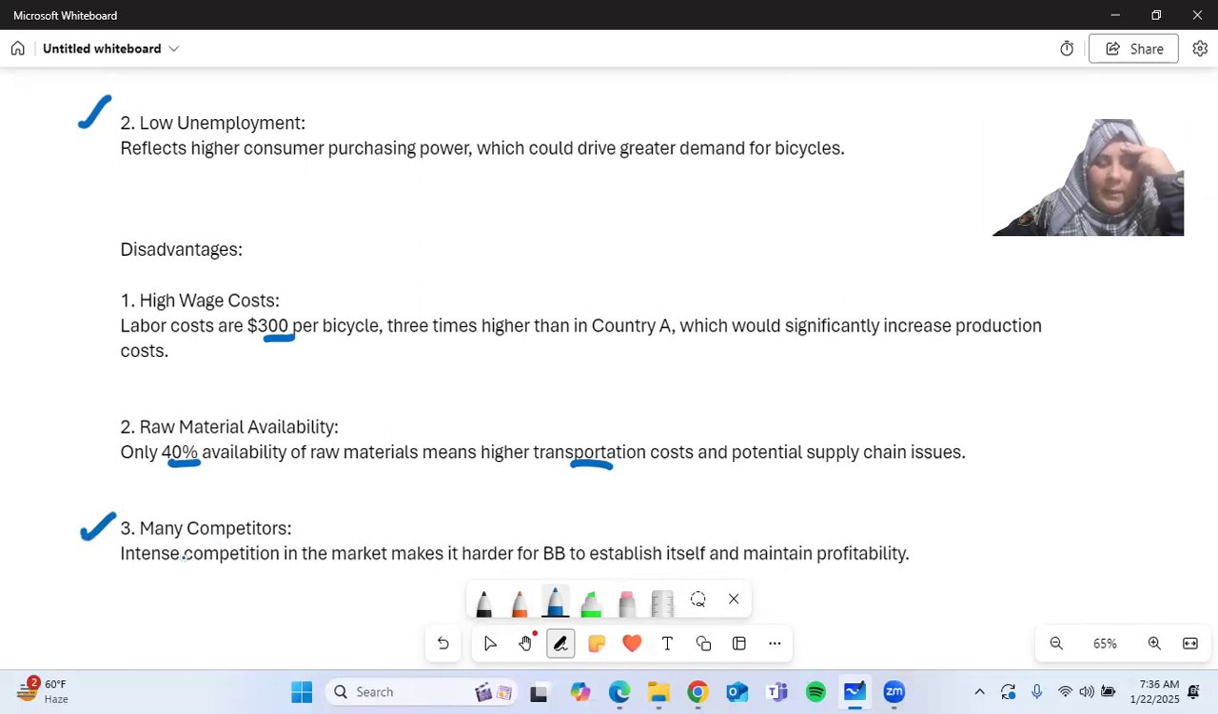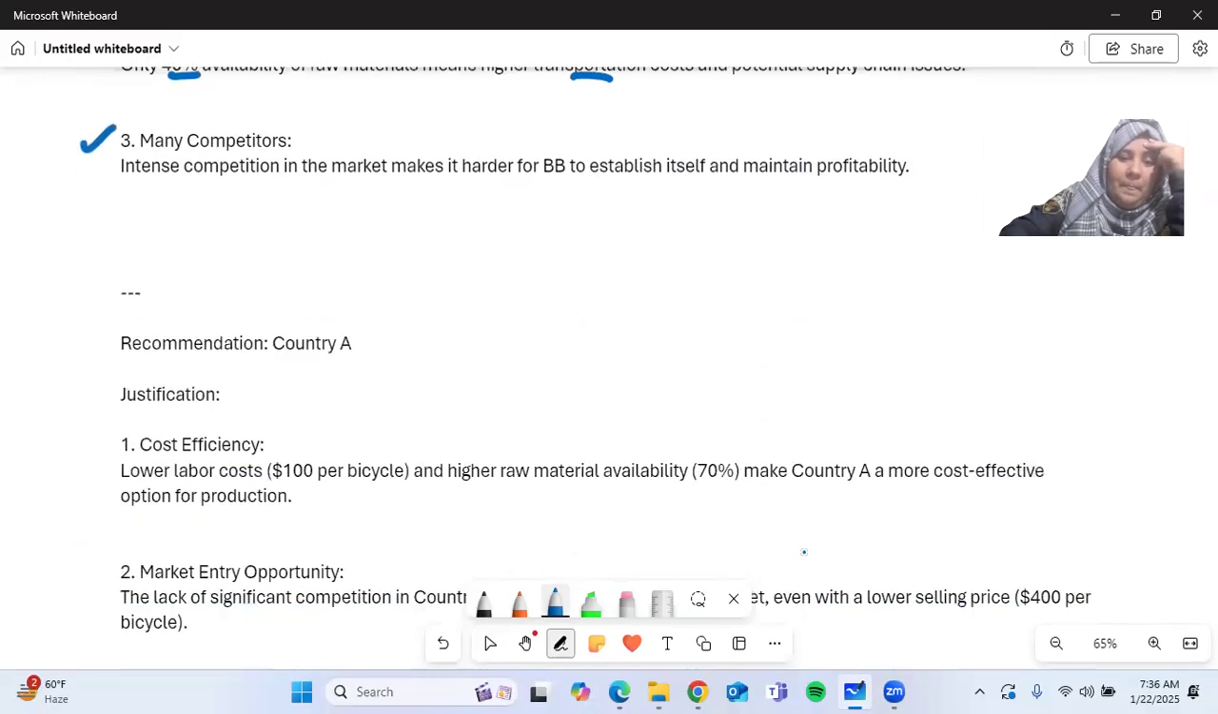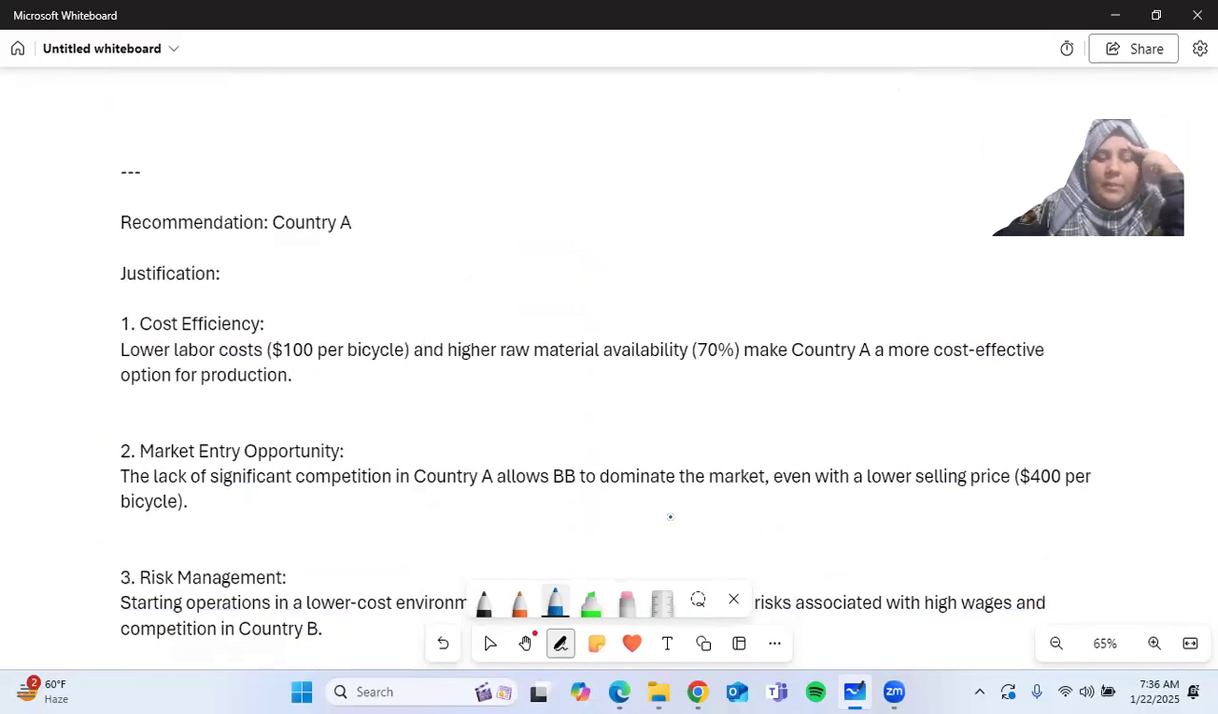And there are many competitors. Intense competition in the market makes it harder for BB to establish itself and maintain profitability. Now let's see the recommendation. I will recommend country A.